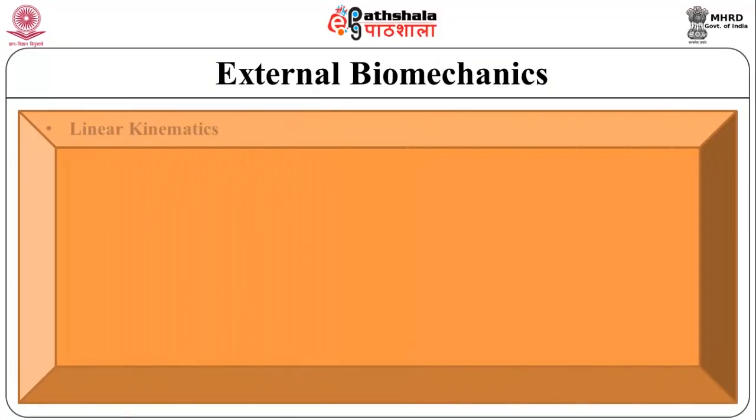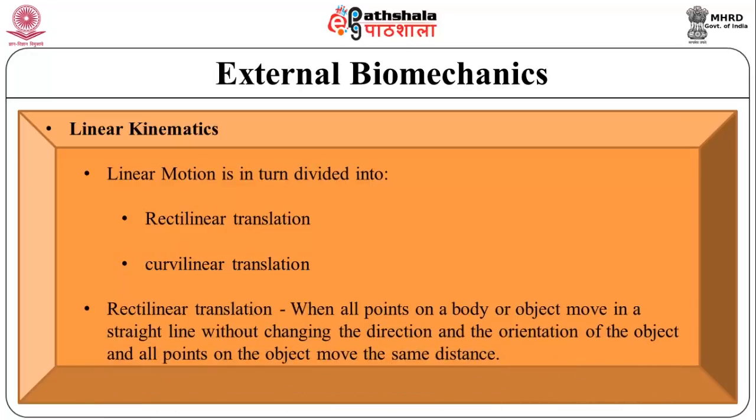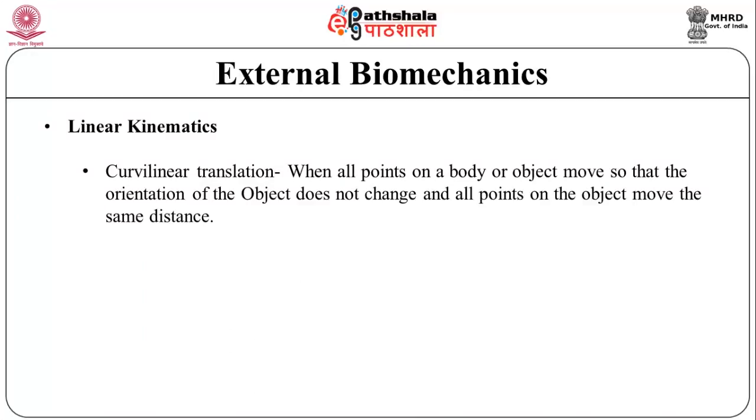Now, linear motion in turn is divided into rectilinear and curvilinear translation. Rectilinear translation is when all points on a body or object move in a straight line without changing the direction and the orientation of the object, and all the points on the object move the same distance. Curvilinear translation is when all the points on a body or an object move so that the orientation of the object does not change and all points on the object move the same distance.